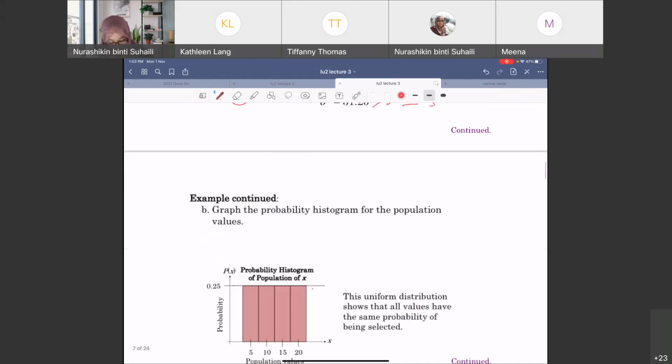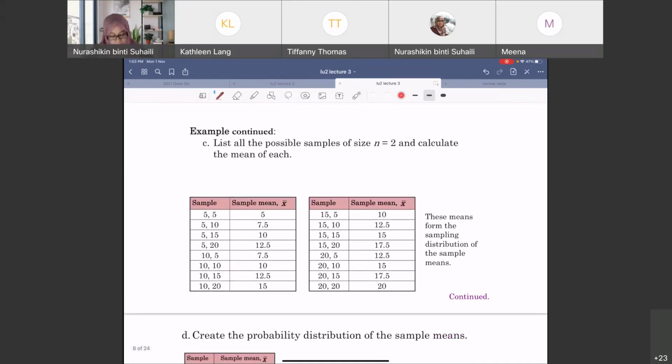Okay, so we go directly into the question here, this one. List all the possible samples of size n equal to 2, because the question asks n equal to 2, and calculate the mean of each. Now we have the possible values 5, 10, 15, and 20. You just imagine that those are the values in the population. And let's say we take randomly one value and then one value again and make it one sample, so we can have many possible combinations. These are all the possible combinations.